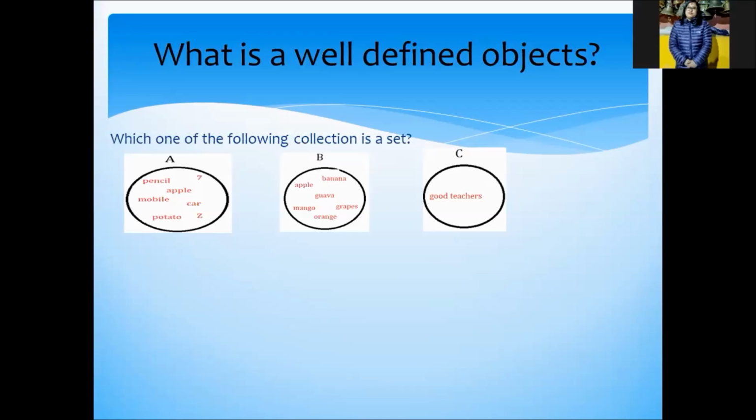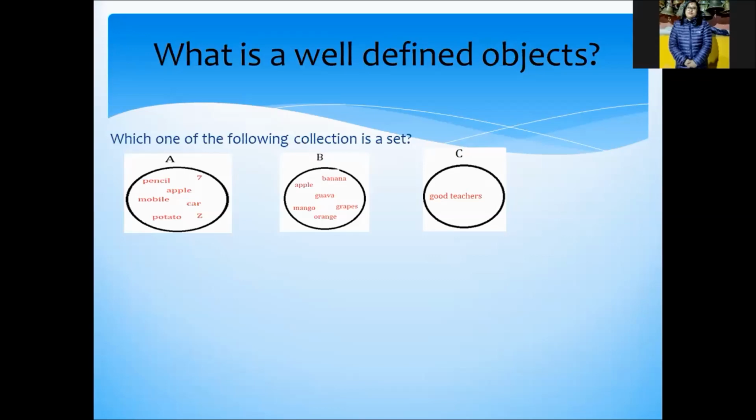In the first diagram, denoted by A, inside the circle you can see pencil, 7, apple, mobile, car, potato, jet. Likewise, in B, you can see banana, apple, guava, mango, grapes, orange. And at last, in C, you can see good teachers. Now, which one is a well-defined collection?